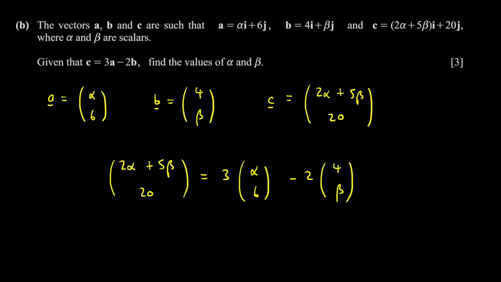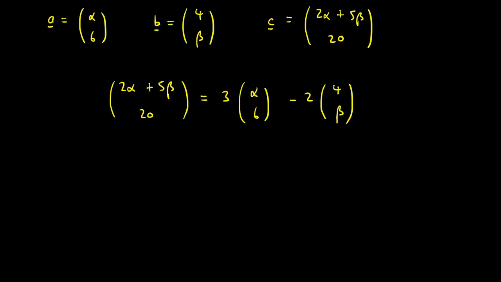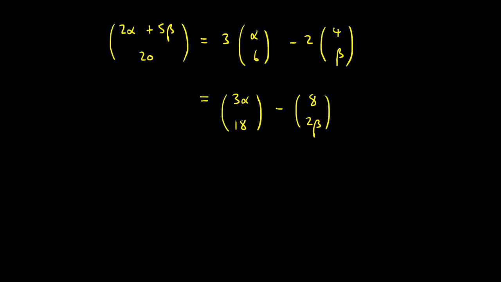Okay, and so let's just expand the right-hand side of that, right? So the first thing I can do is I can multiply the scalar 3 by this vector here, which is going to give me (3 alpha, 18). And I can do the same thing with the 2, so that's going to give me (8, 2 beta). And then what I've got is simple vector addition, or rather subtraction in this case, such that I've got (3 alpha minus 8, 18 minus 2 beta). And of course, that's got to be the same thing as (2 alpha plus 5 beta, 20).